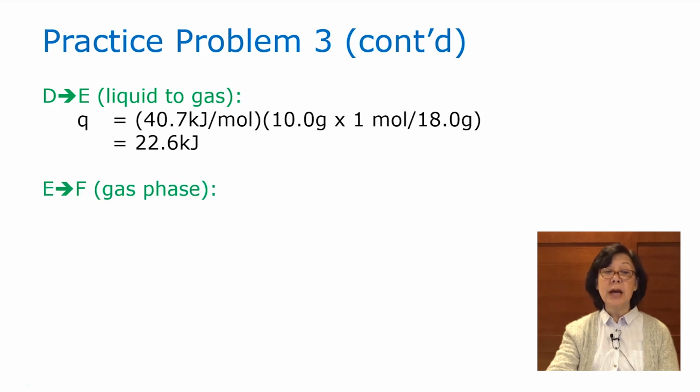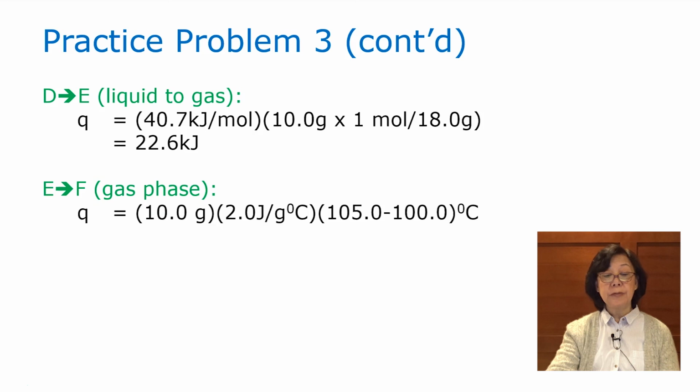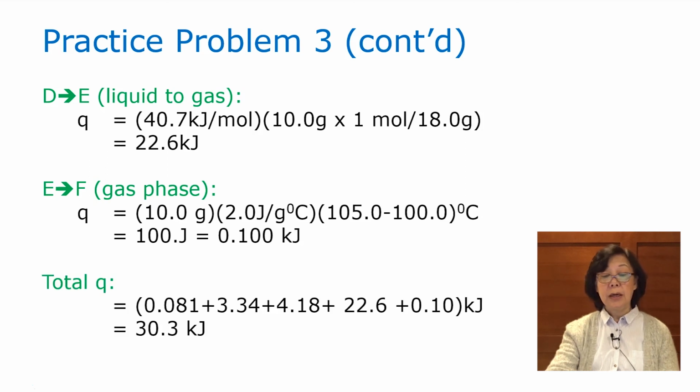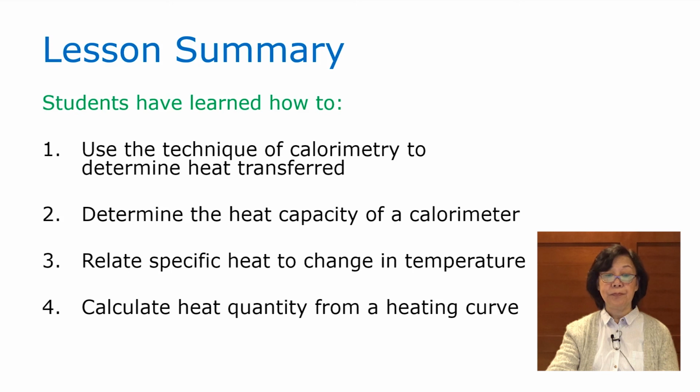For the final segment, we have pure gas phase, 10 grams of gas, specific heat 2.0 times the temperature change from 100 to 105, and it ends up to be 0.1 kilojoule. Now we can add up the total Q, which is all the 5 components added together in kilojoule unit. We have 30.3 kilojoule of heat.